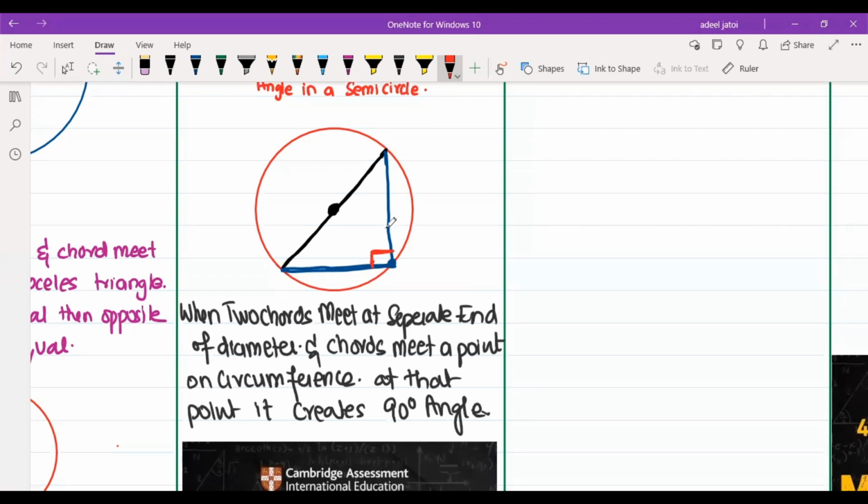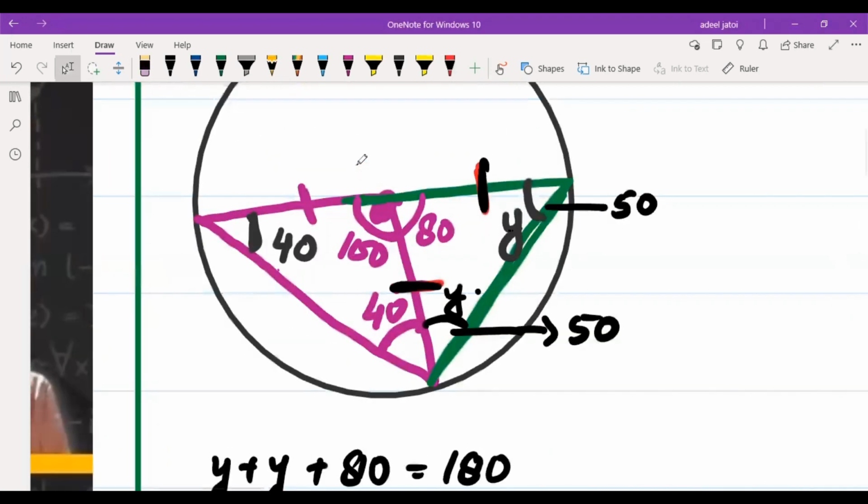But particularly, it will be in the shape of what? Semicircle. That means it will be inside the semicircle as well. So let's just work upon the same. We did the isosceles property initially. If you just look at this, we can easily see that this is your diameter. This becomes your chord and this becomes your chord as well.